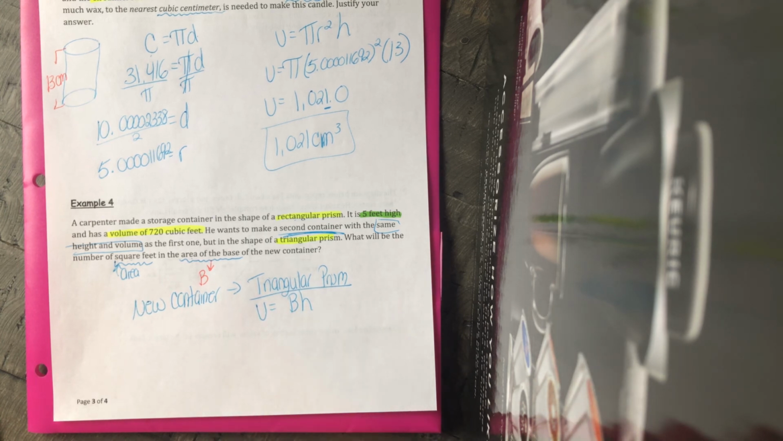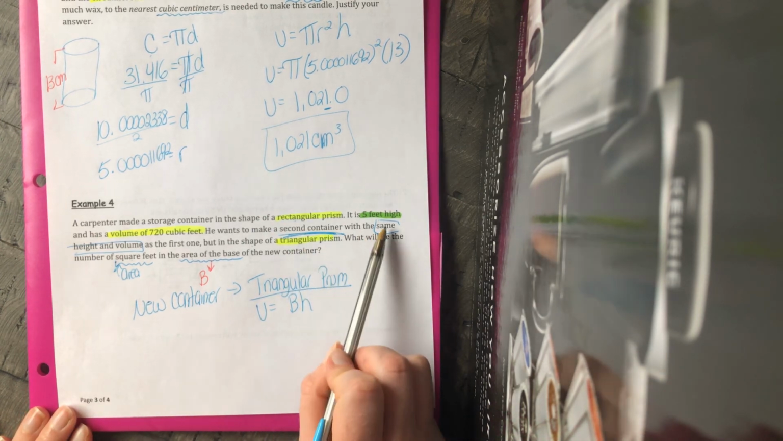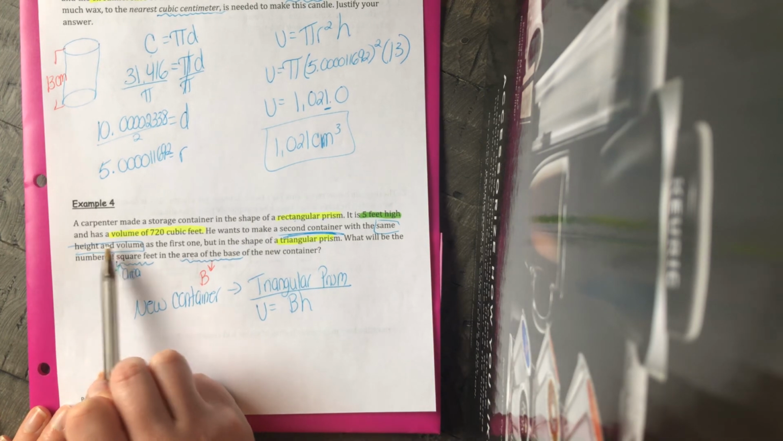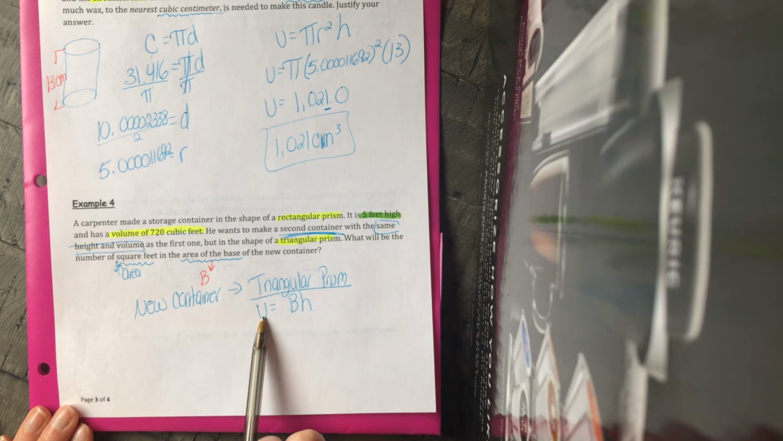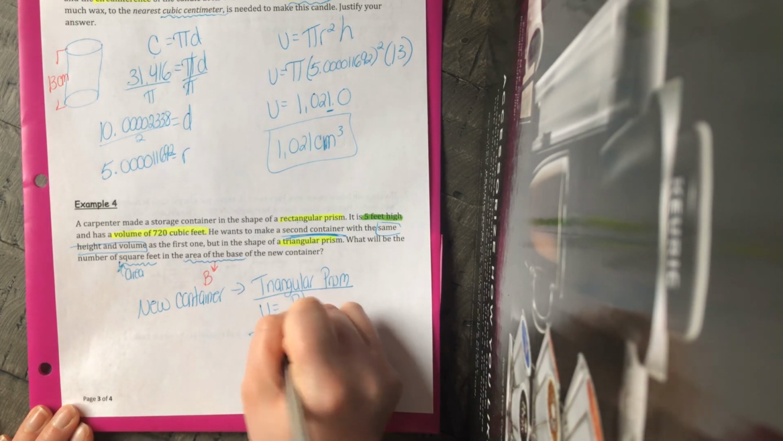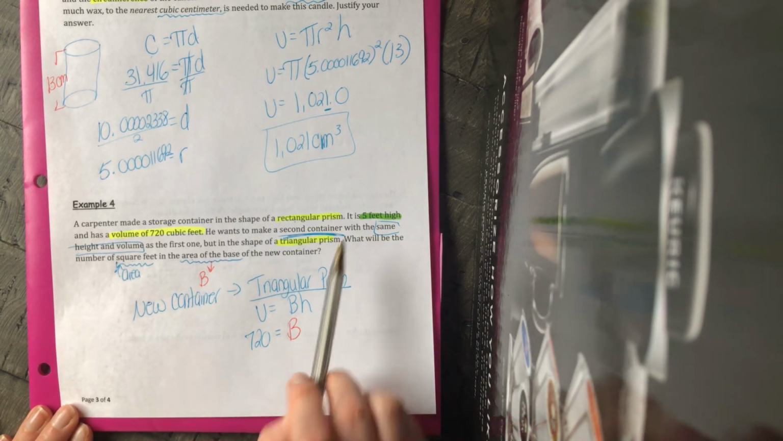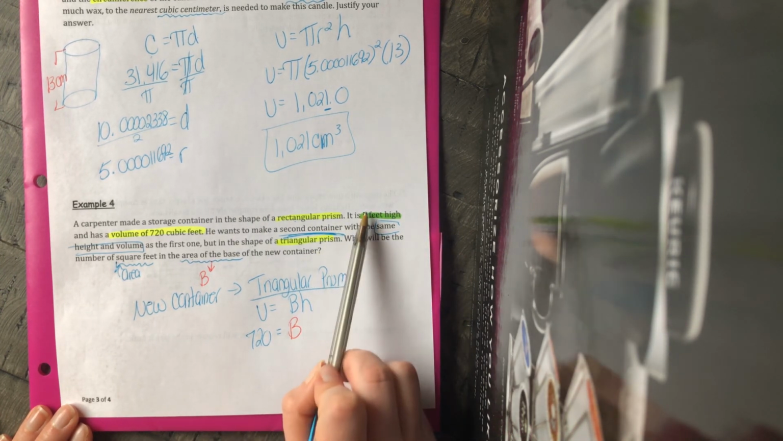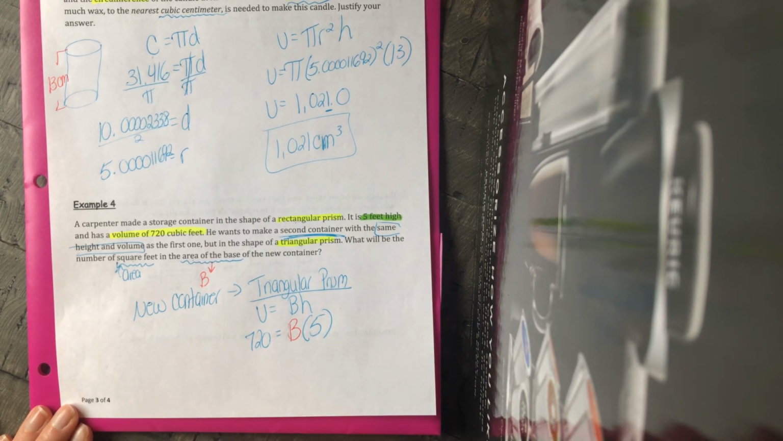So if I look back one more time, they're telling me that this new shape, this second container, is going to have the same height and the same volume as the first. So I know the volume of the triangular prism. It's 720. And I know the height of this prism. It's 5. And now I just want to get B on its own and I'm done.